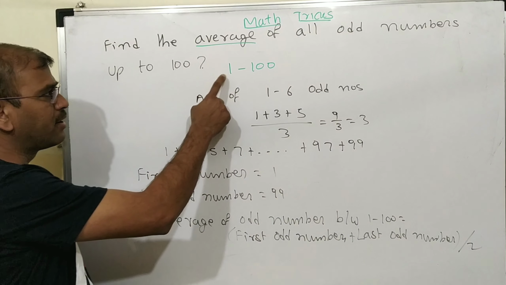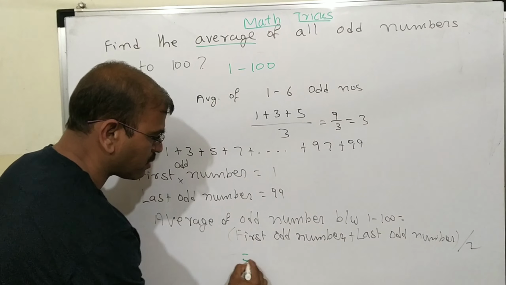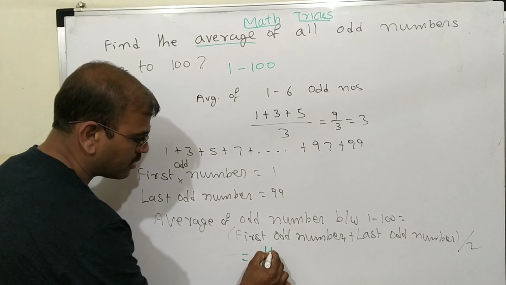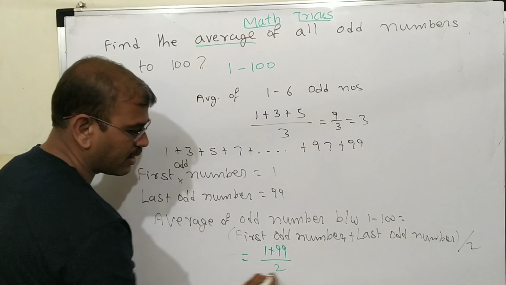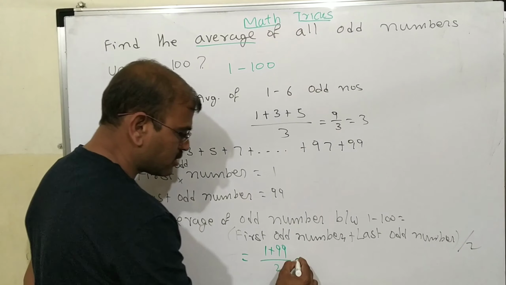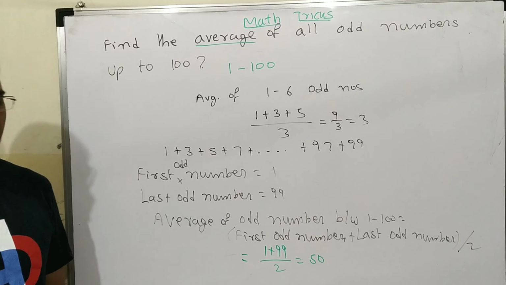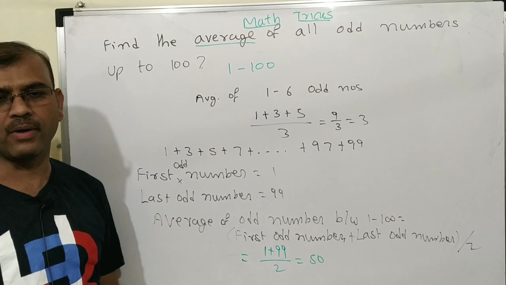What is the first odd number according to the question? 1. What is the last odd number? 99. Divided by 2, you will get 50. Very simple one. We take the first odd number and the last odd number, and divide by 2.